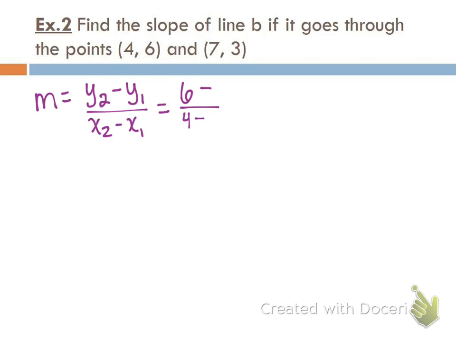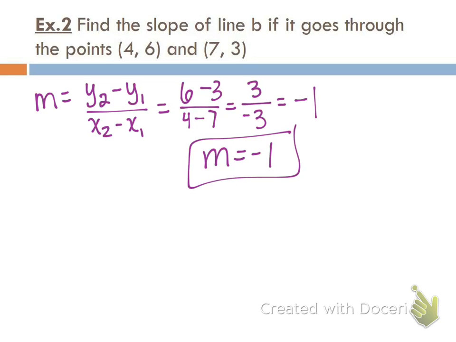Okay, so in my numerator, I would have 6 minus 3. My denominator, 4 minus 7. 6 minus 3 is 3. 4 minus 7 is -3. And when we simplify it, we get -1. So our slope is -1. If you put -1 over 1, that's fine with me too.